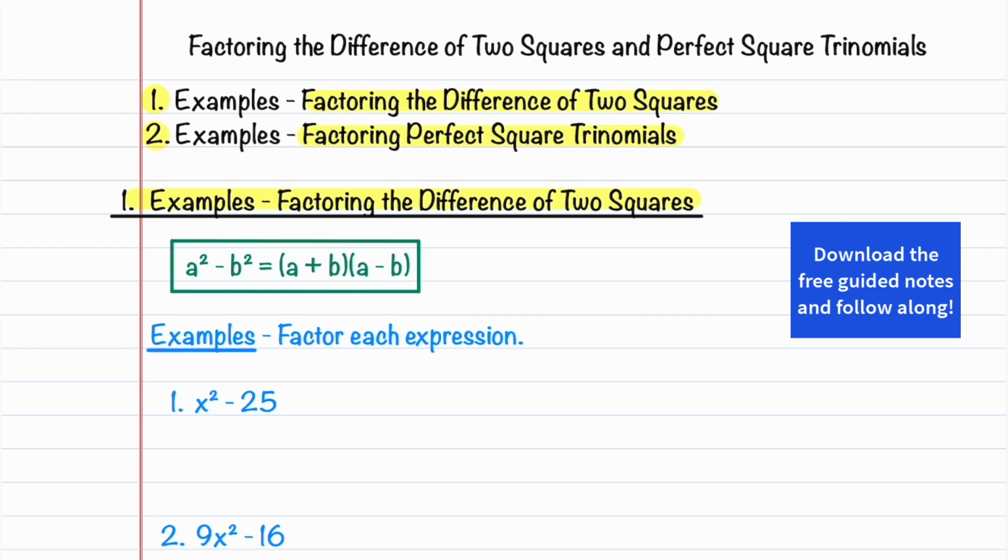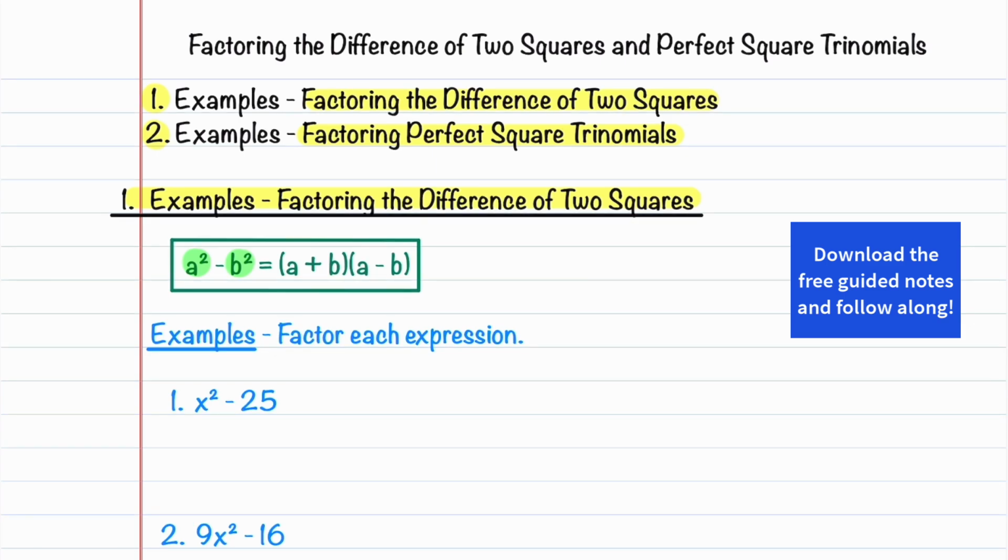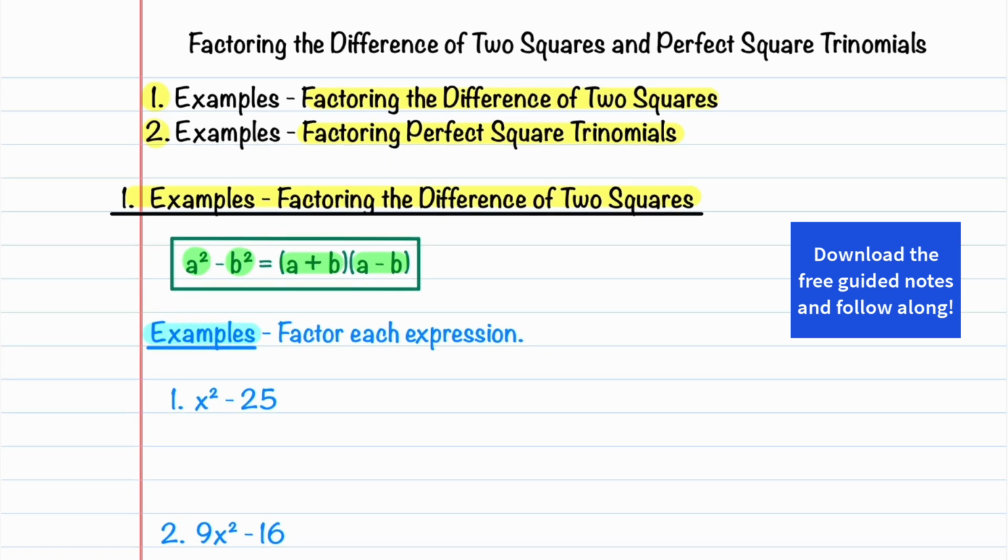In this green box, I have a squared minus b squared. That's called the difference of two squares. And the way that you factor it is you take a plus b and multiply that by a minus b. Let's see how this works and go through these example problems.